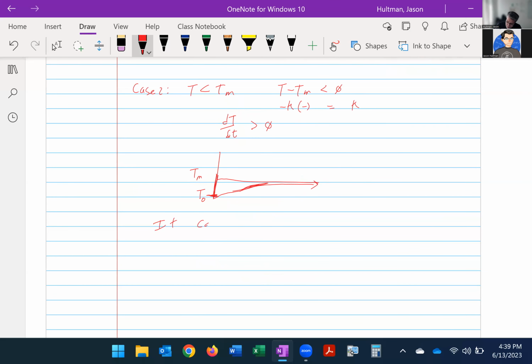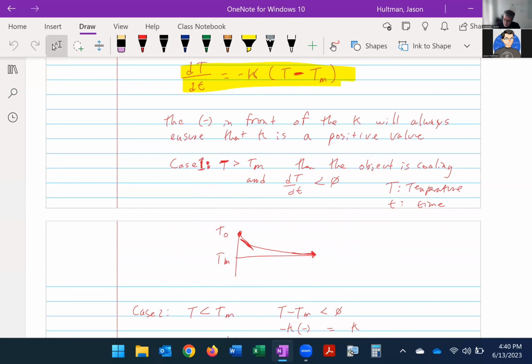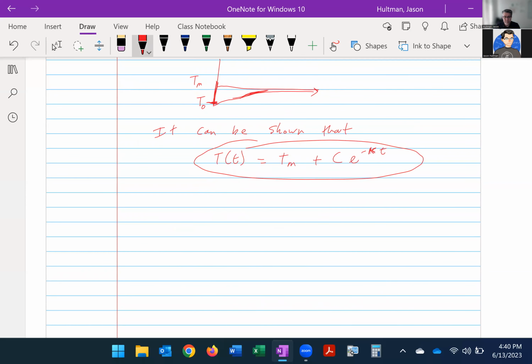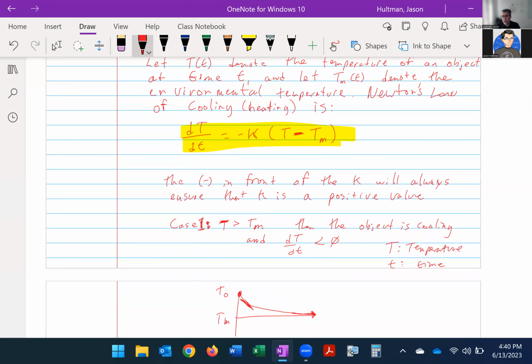Okay, it can be shown, and we'll do this later when we're solving some of these differential equations, that the temperature at time t is equal to the ambient (environmental) temperature plus some constant times e to the negative kt. k is the rate of change, the growth or decay rate based on how fast this thing is changing. We can solve this differential equation into this equation. It all stems from the fact that we know something about the behavior of the change in this model, in this closed system.